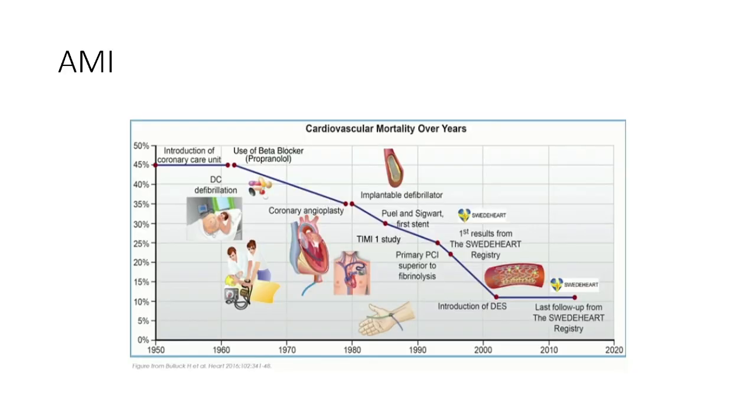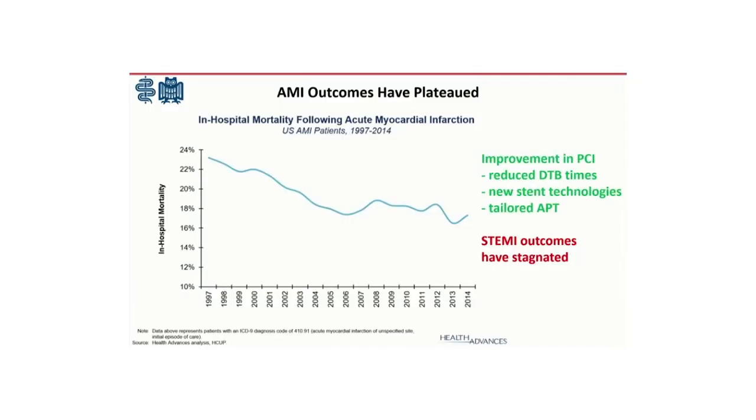So, if you look at the graph, it shows that in the last 50 years there's been a tremendous reduction of mortality after the introduction of CCU, but in 2005 and thereafter, this mortality reduction after MI became stagnated. So in-hospital mortality after MI, particularly STEMI outcome, has stagnated despite unique improvement of PCI, reduction of door-to-balloon time, new stent strategy, and appropriate antiplatelet therapy.